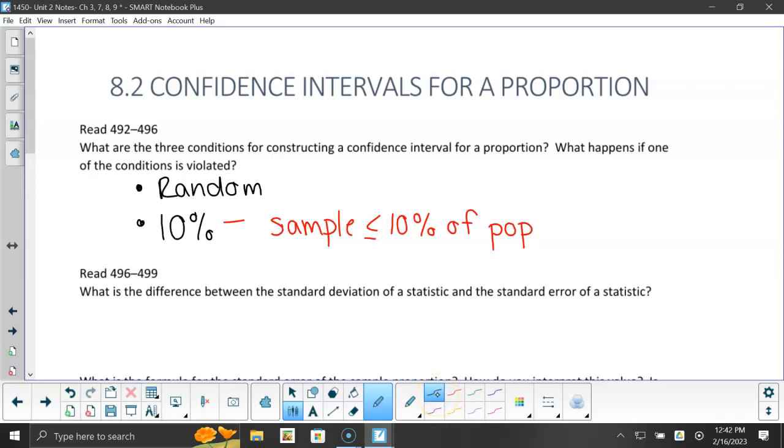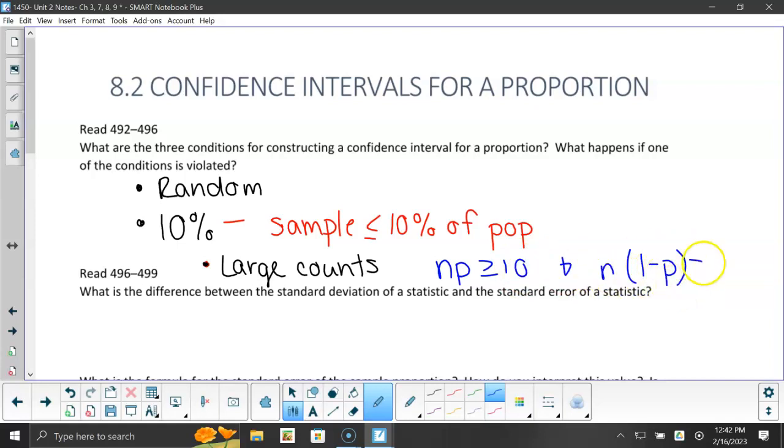Same rules. All right, last one is that rule of thumb that we had talked about. That's your large counts. And that is np is greater than or equal to 10, and n times 1 minus p has to be greater than or equal to 10.